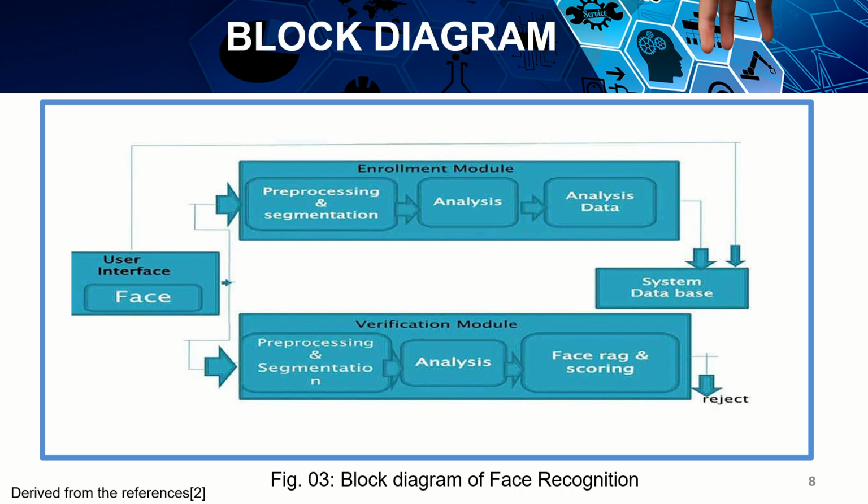The verification module is responsible for comparing a live facial image to the facial image stored in the database to determine whether the person in the live image is who they claim to be. In the verification module, the working is almost exactly the same. The first step is pre-processing and segmentation, then analyzing the biometric. When a face match score is not found, the data will be rejected, and thus the verification is not completed.